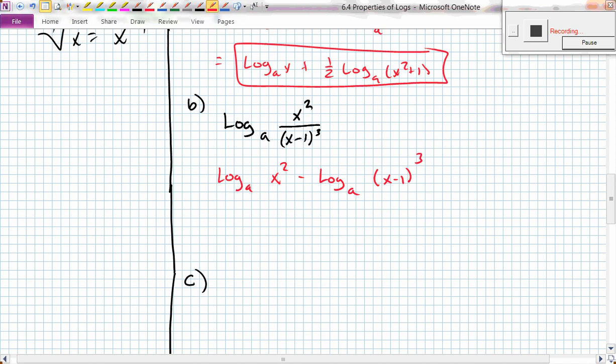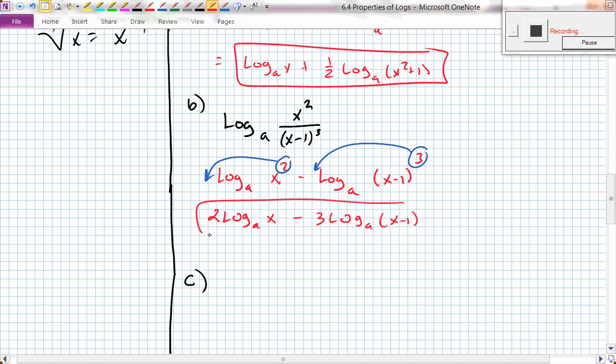All right, are we done? No, we have to do the drop down, the plop down, right? So here we go. So we get 2 times log base A of x minus 3 times log base A of x minus 1. And that's your answer for them.